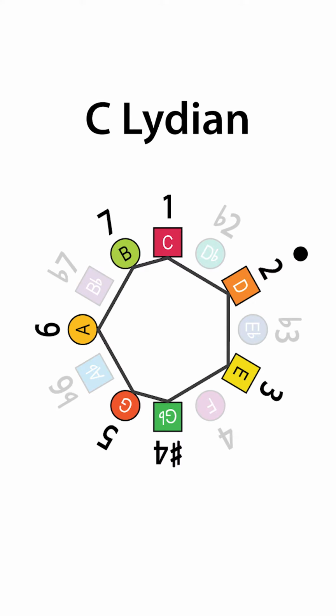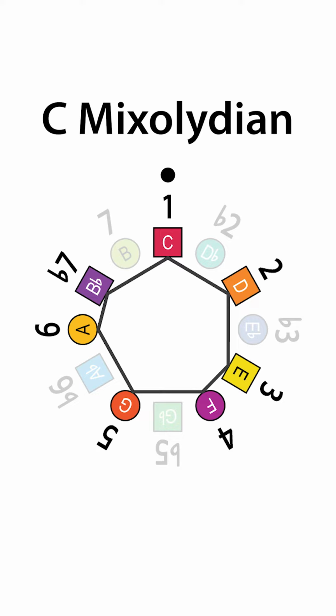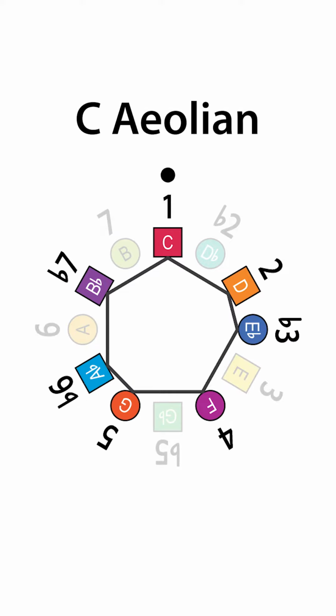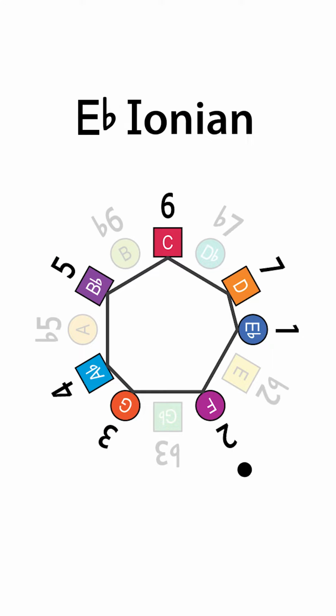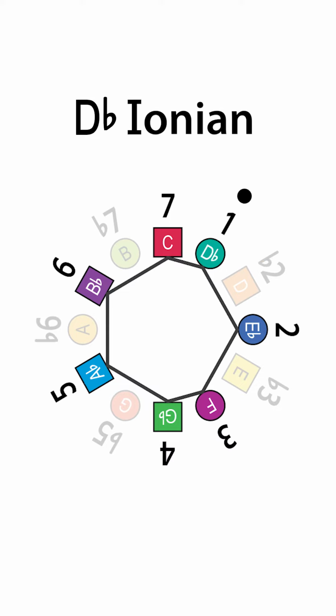C Lydian likewise comes from the G major scale. C Mixolydian is derived from F major. C Aeolian is from E flat major. And C Locrian is the 7th mode of D flat major.